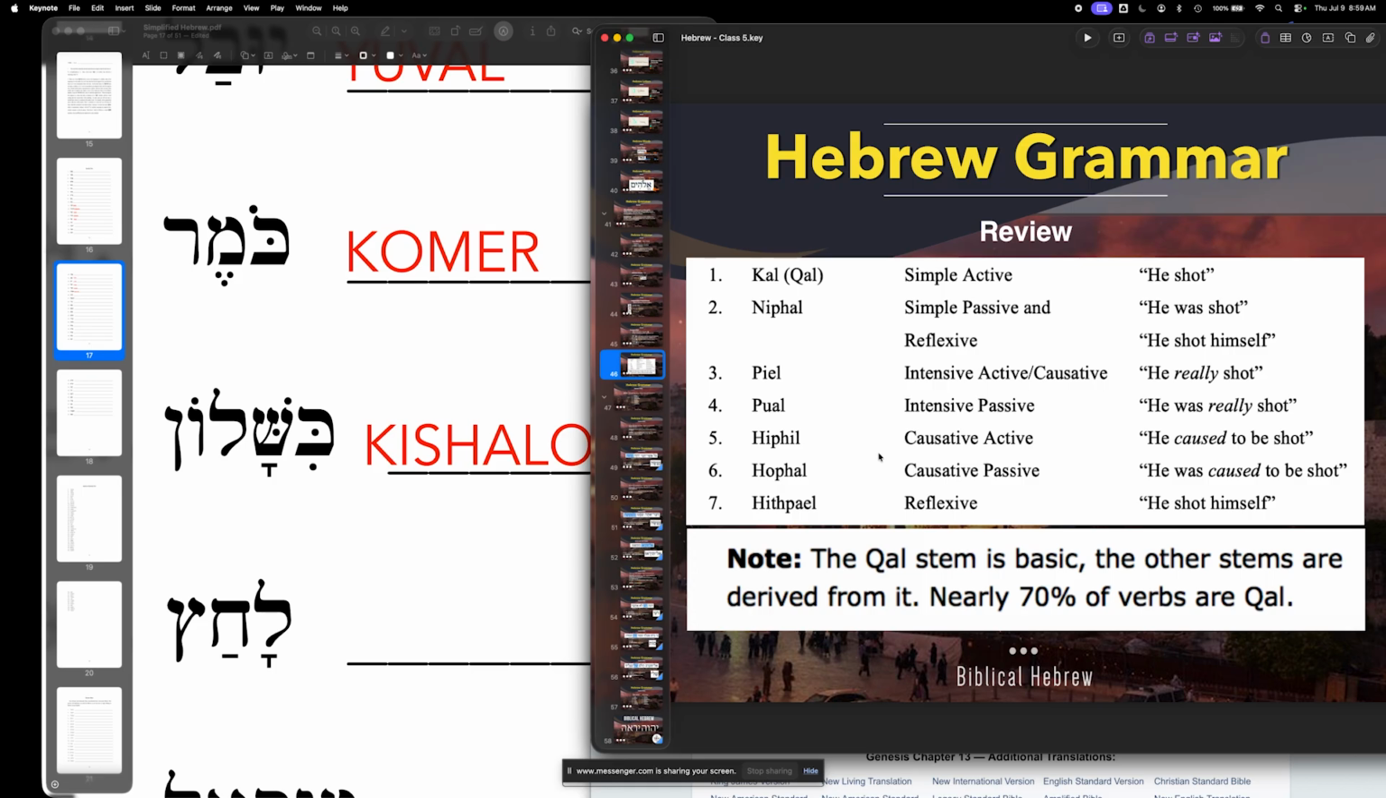So let's review. Your fundamentals are your three categories: active, passive, reflexive. Active, you're doing the action. Passive, you're receiving the action. Reflexive, you're doing the action to yourself. But it's broken up into normal, that's the kal nifal, intensive, piel pual, causative, hifil hofal. Does that make sense? Active, passive, reflexive, but they come across in three different flavors: regular, intensive, and causative.